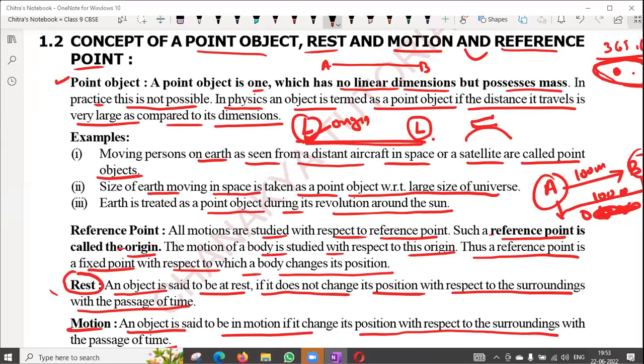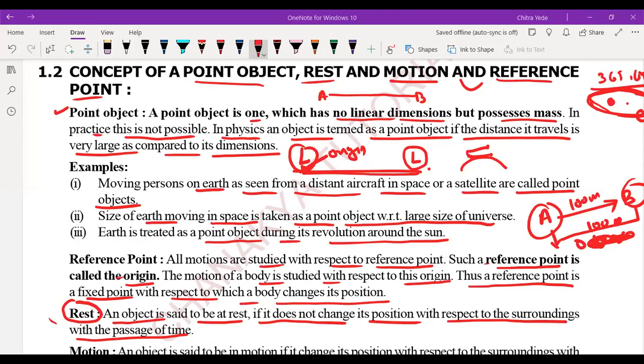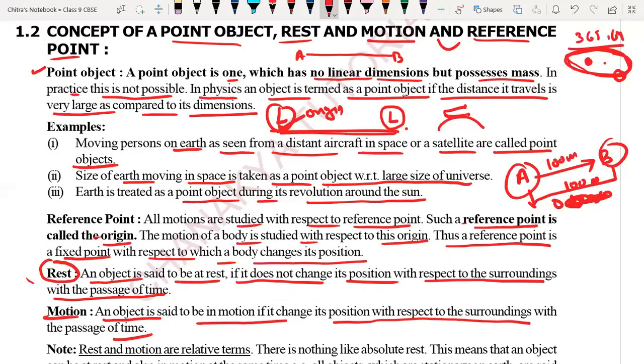Like Lalita, this is at his home now, but tomorrow Lalita Aditya is going to visit his school. After the class, Lalita Aditya is going to visit the kitchen to see what mom is going to prepare. He is going to visit the living room in order to watch the movie. So Lalita Aditya is going to perform the motion, right? Because he is changing position with respect to time as well as surrounding. Is it or not?